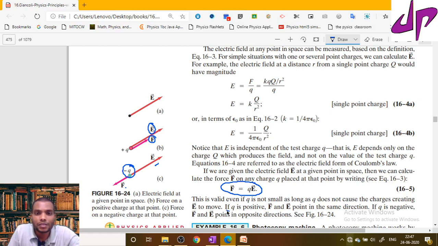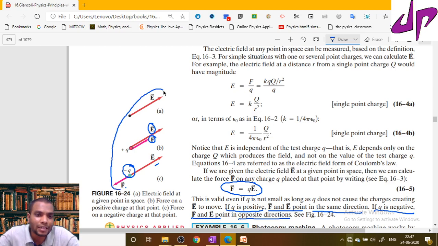If Q is positive, force and electric field point in the same direction. If Q is negative, electric field and force point in the opposite direction. So this is the notation we use to represent the force direction and electric field direction at a given point.